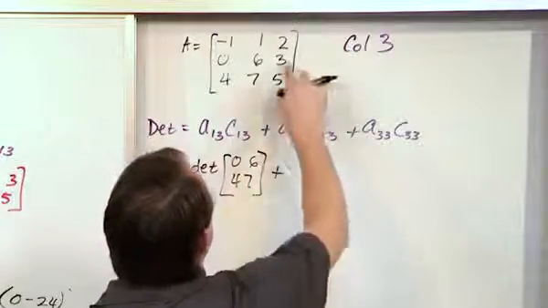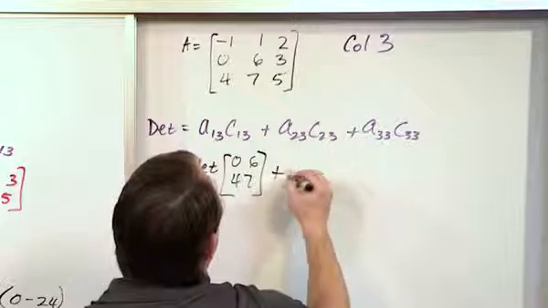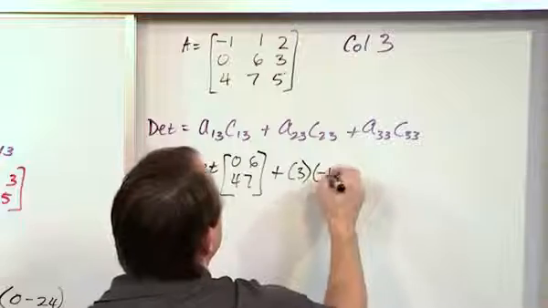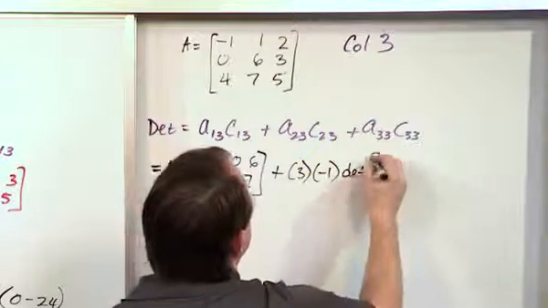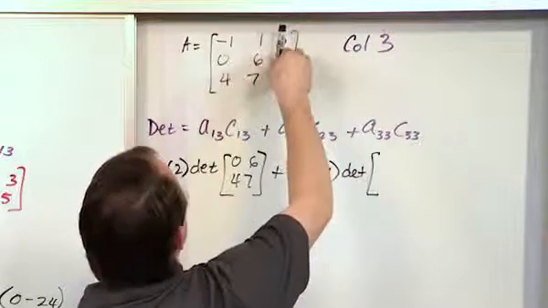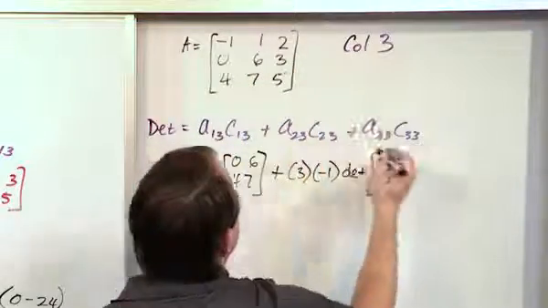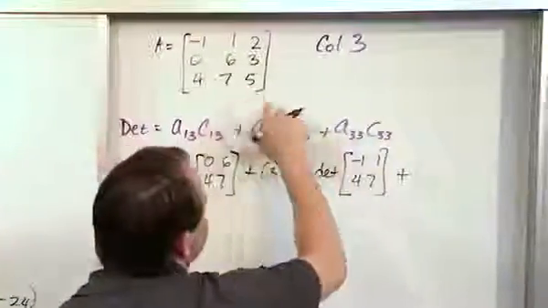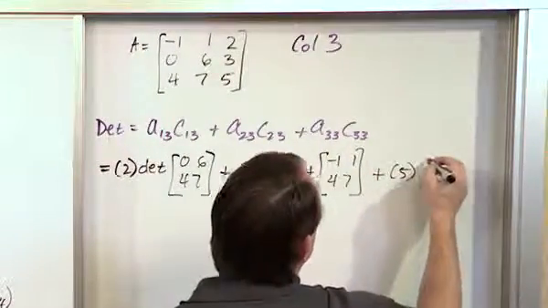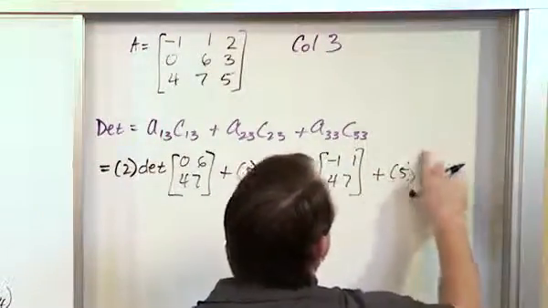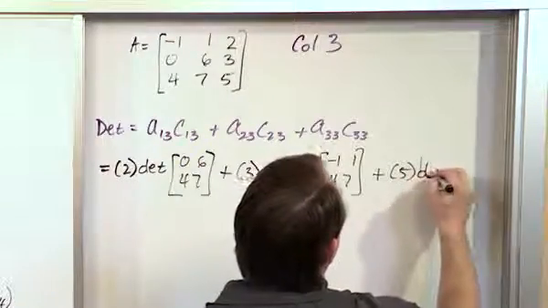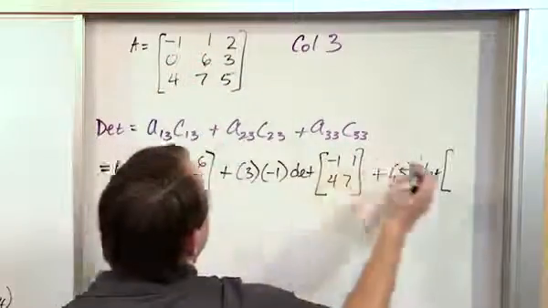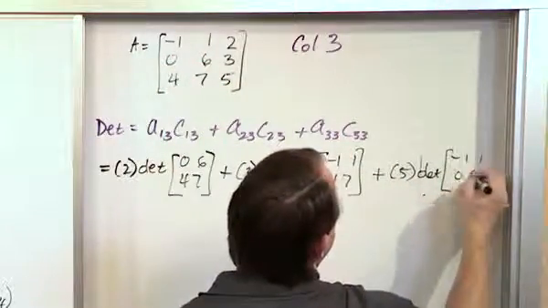Right? Then we go down to 3 times its cofactor. We know this one's going to be negative because this one was positive. The determinant formed here, you cover this, you get -1, 1, 4, 7. Plus, then we have the final guy here. We know that that cofactor is going to be positive. So we say times the determinant of, we cover this, -1, 1, 0, 6.